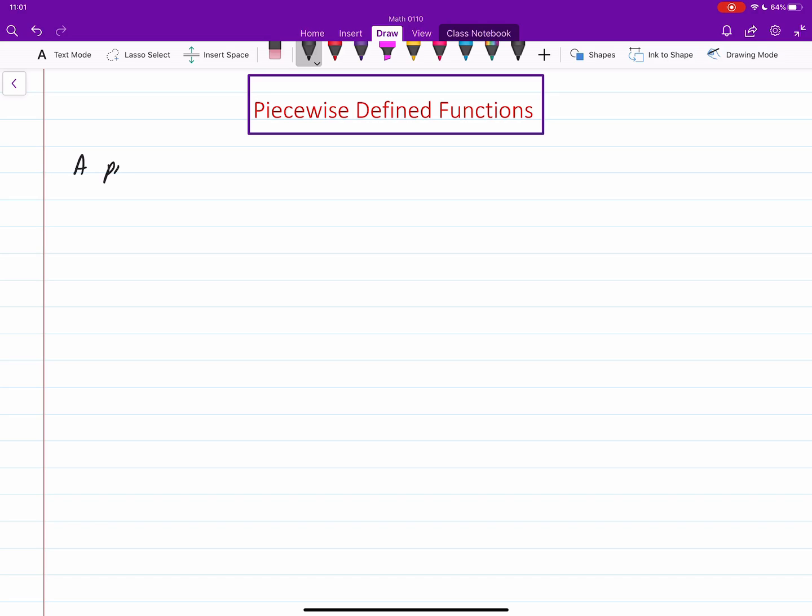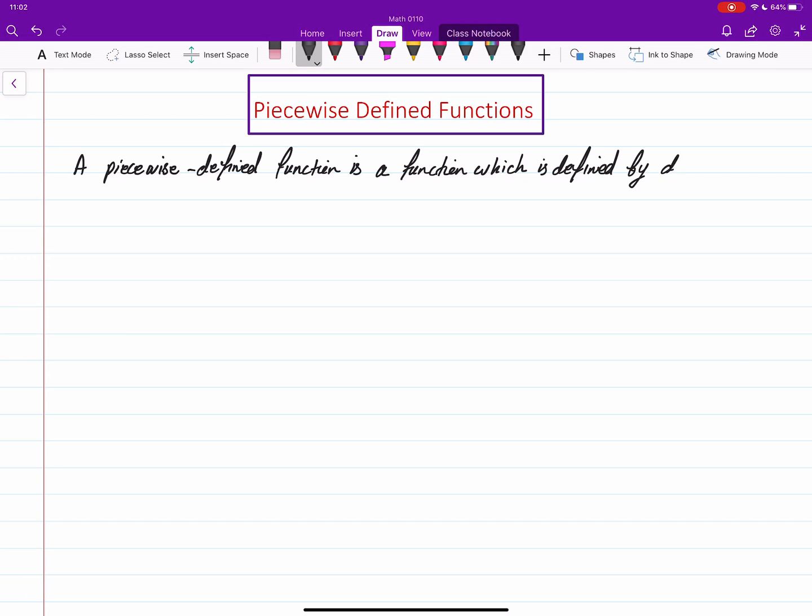A piecewise defined function is a function which is defined by different formulas for values of x in different parts of the domain.